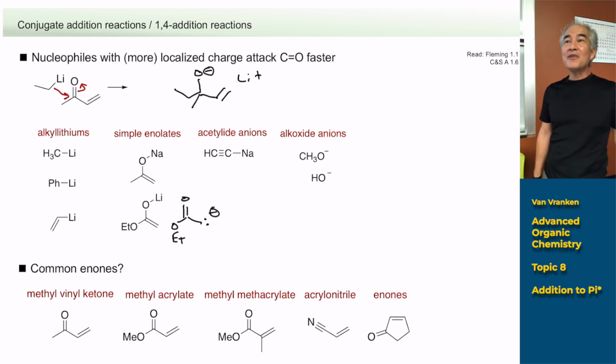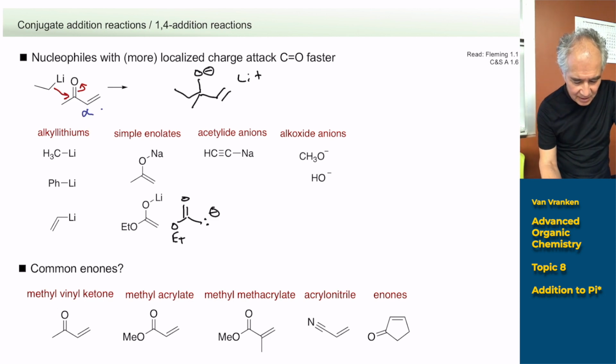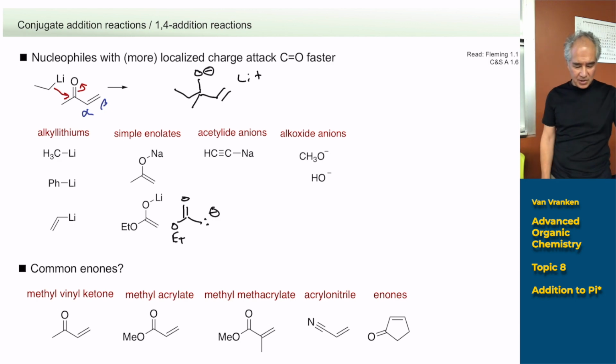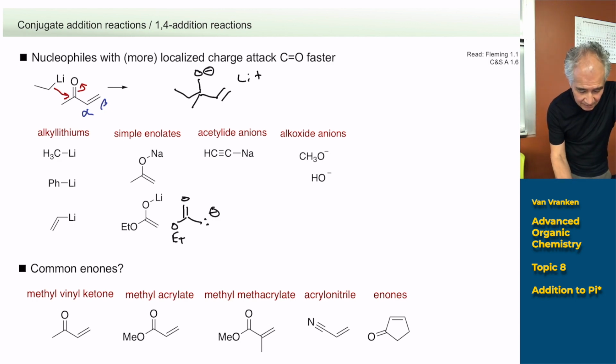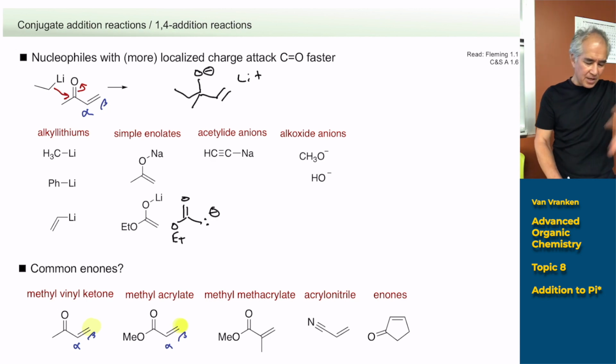Right? There's a lot of other enone type systems that you can add to on what's called the beta carbon. So if I were to label this, I would label this carbon alpha, it's next to the carbonyl, and I would label it beta. So conjugate addition, 1,4 addition occurs at the beta position, and there's a lot of other reactive functional groups that look kind of like enones. So you can have an ester, same idea, you add to the beta carbon. So methyl vinyl ketone, you add to the beta carbon with these, not with methyllithium, but with those other reagents.